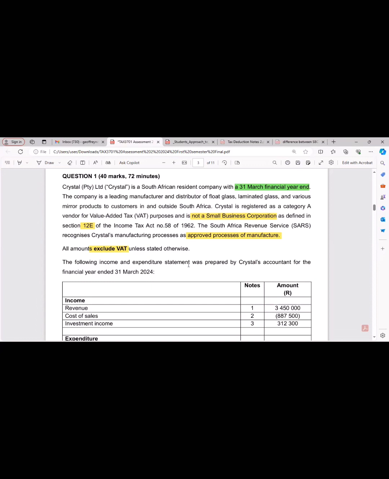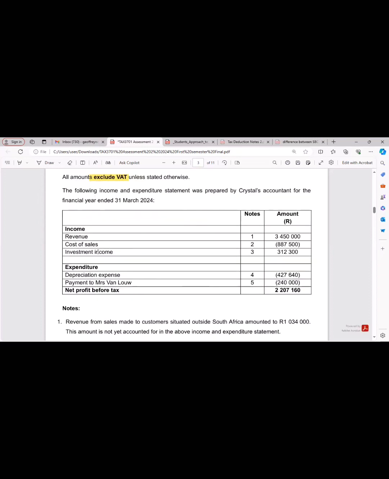They're giving us income and expenses, your profit and loss. From that, you are supposed to calculate the tax line. So they are training you for the real world. We prepare the tax returns of a company based on the income statement. So there is your revenue, cost of sales, investment income, expenditure, depreciation, payment to Mrs. Van Lau, net profit before tax.